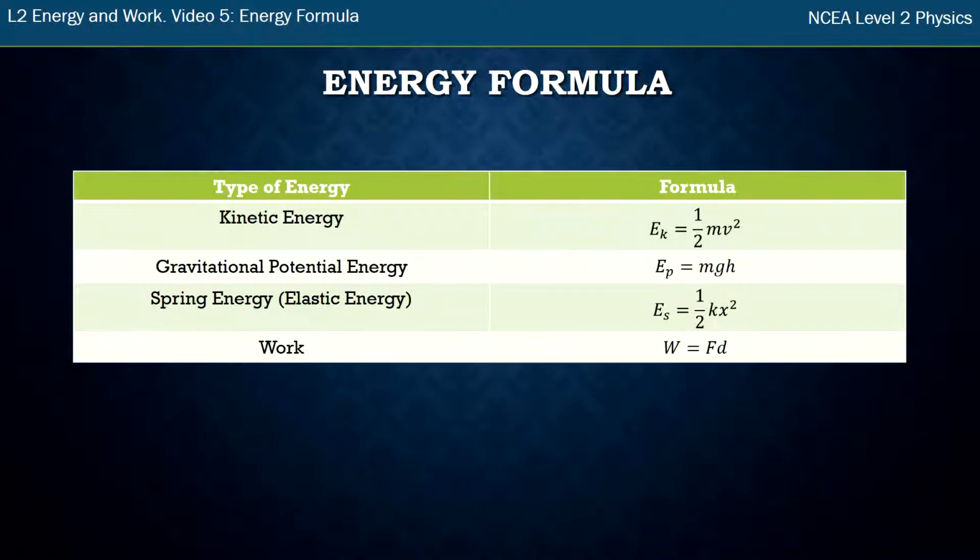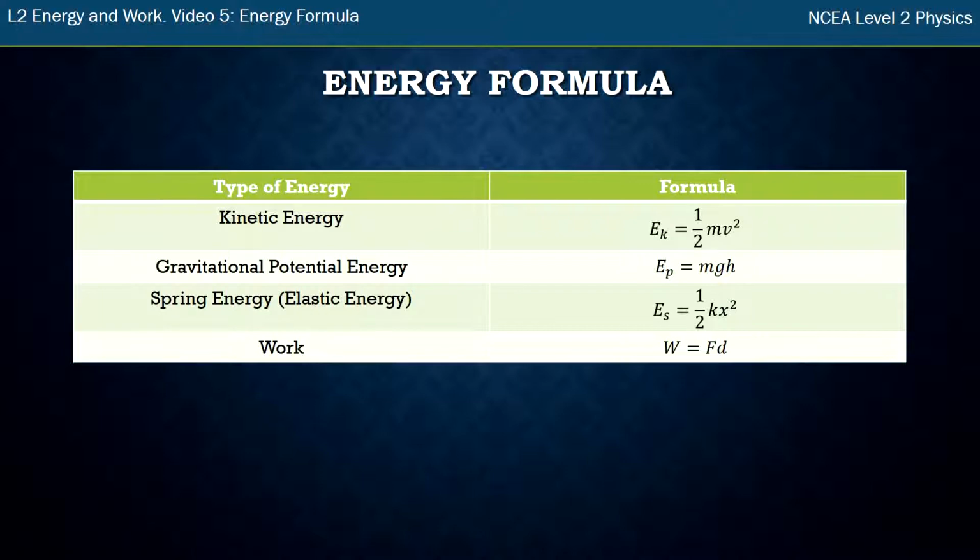So the formula that we have for energy this year is we have one for kinetic energy, which you would have seen before, half times mass times velocity squared. One for gravitational potential energy, which is mass times gravity times height. It's sometimes written as EP and it's sometimes written as EG. Spring energy, which is also elastic energy, is sometimes written as ES, E spring, or EL, E elastic. And that's a half times K times X squared.